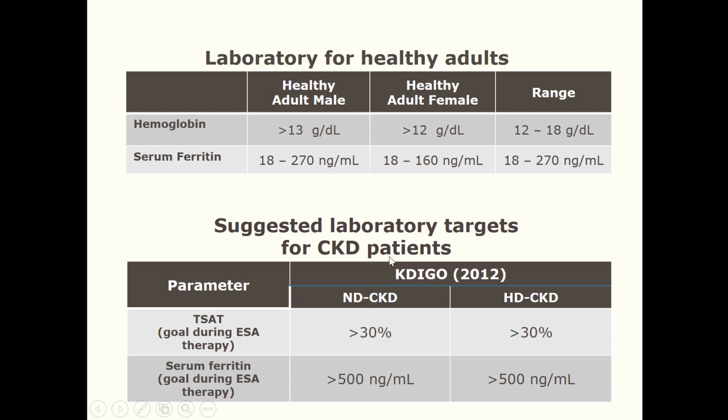Please note that for CKD patients on dialysis, HD stands for hemodialysis CKD, and ND stands for non-dialysis CKD. The TSAT goal during ESA therapy, which we'll go over, where ESA stands for erythropoietin stimulating agents, is significantly higher than in healthy patients. So ferritin for a healthy adult will be 18 to 270, whereas for CKD patients on ESA therapy, it's typically higher than 500.